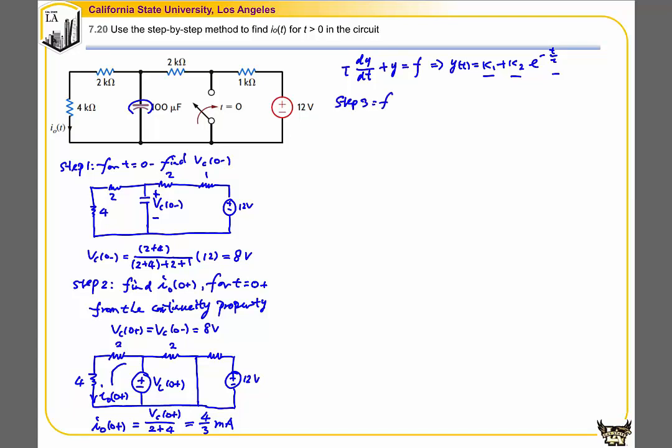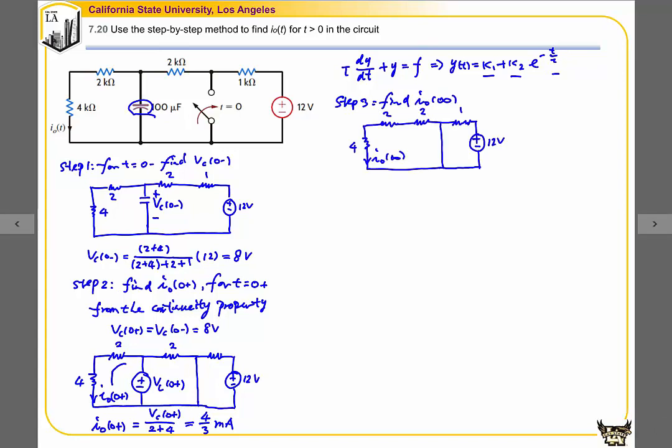Step 3, find the steady state value I0(infinity). We know that as time goes by, when t approaches infinity, this capacitor will become an open circuit. So let's draw the new circuit. I0(infinity): since this branch is shorted, we know that I0(infinity) is equal to 0. And step 4 is to find the time constant tau.